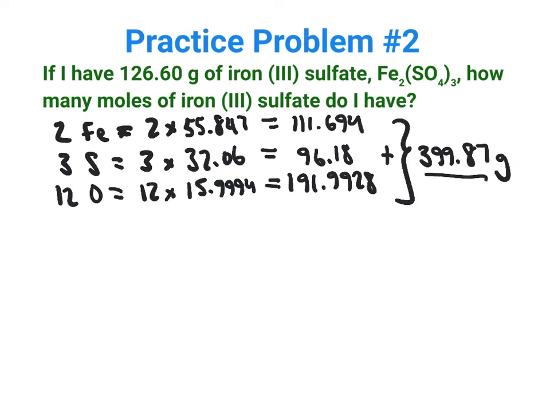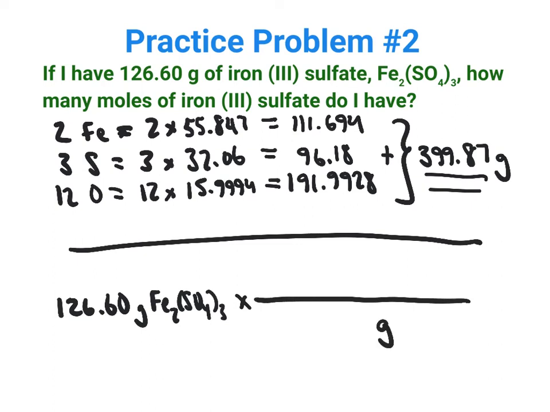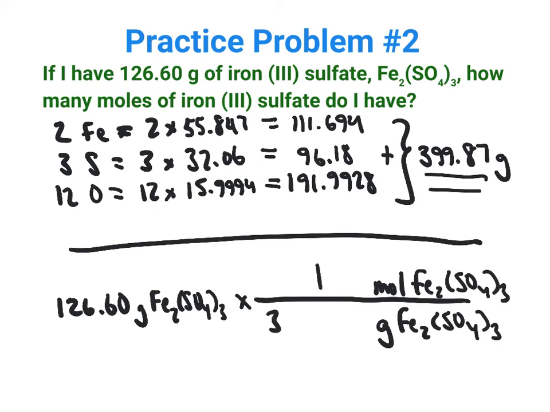So then I can solve the problem now that I have the molar mass of iron 3 sulfate. I'm going to do it down here. We're going to start with 126.60 grams of Fe2(SO4)3. I know it seems cumbersome, but it really helps you to write the whole thing out. I'm going to draw the line. I'm getting rid of grams of Fe2(SO4)3. I'm going to change it to moles of Fe2(SO4)3. And I know that 1 mole is 399.87 grams.